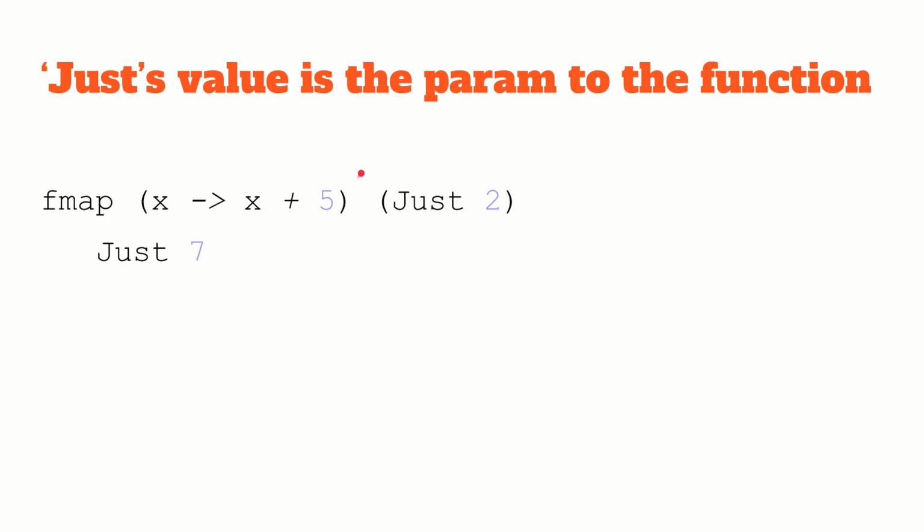So we have our container, we have our value. Our value is the parameter to our function. We evaluate it, 5 plus 2 is equal to 7, and then we recreate using our constructor the functor, and we get just 7. So that's how to read it. So the value is the parameter to the function, and then we recreate our functor using that new value.